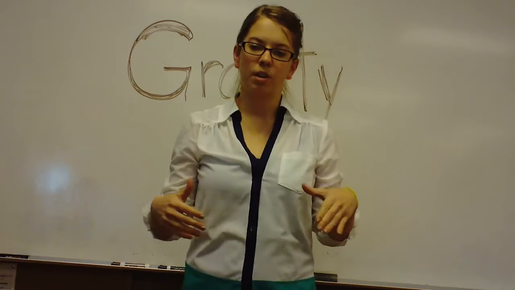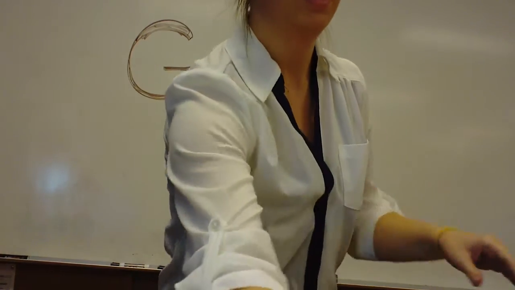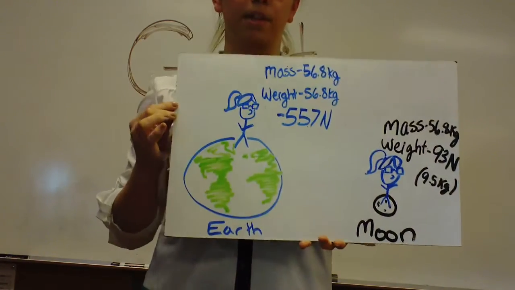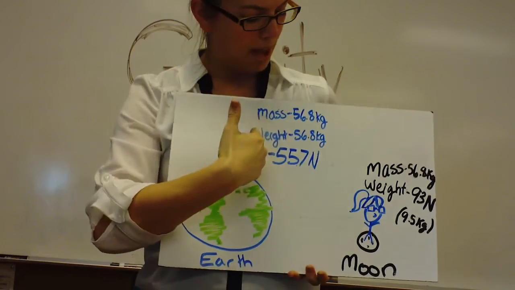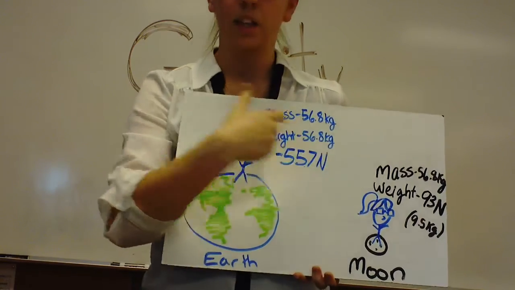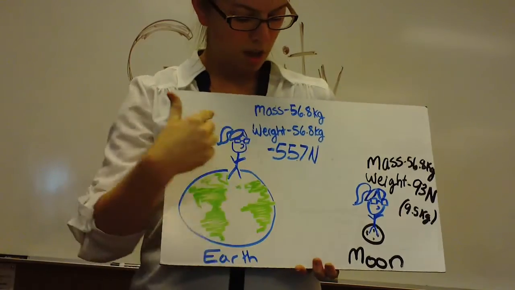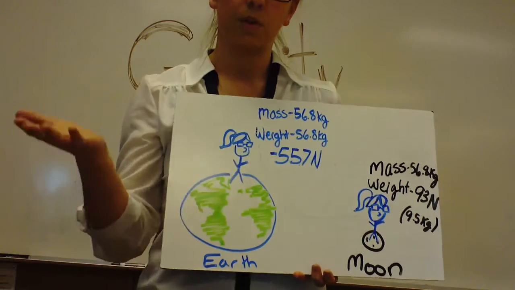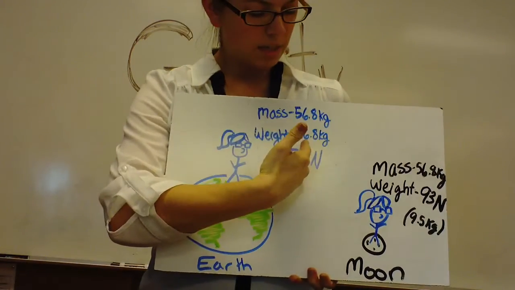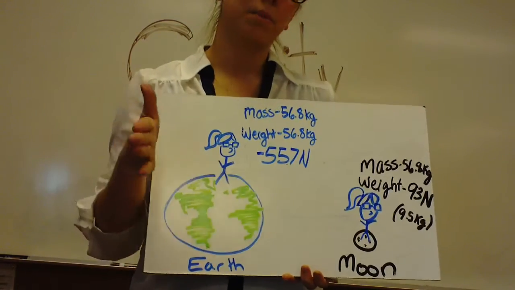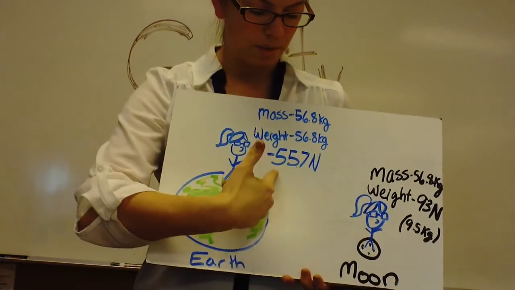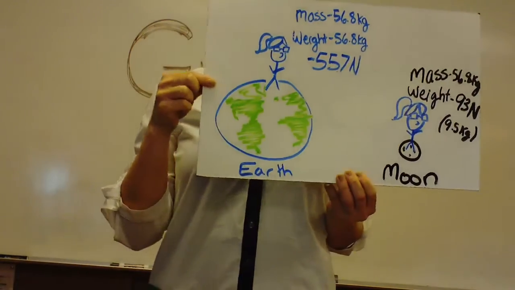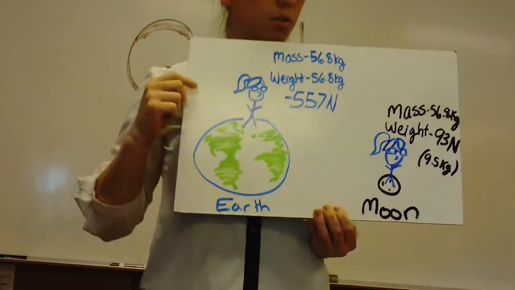What we can write for the example is that in kilograms, my mass is 56.8 kilograms. This is me here on Earth. My mass is 56.8 kilograms, but because we record weight in newtons, 56.8 times 9.8 meters per second squared would give me 557 newtons. So here on Earth, my weight in newtons is 557 newtons.